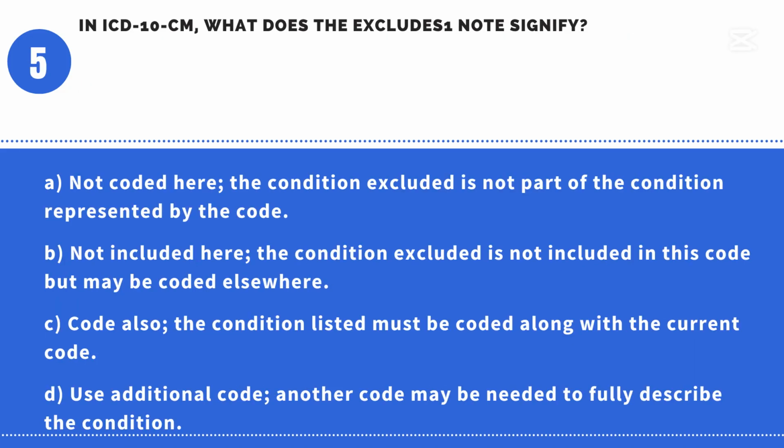Question 5. In ICD-10-CM, what does the excludes 1 note signify? A. Not coded here. The condition excluded is not part of the condition represented by the code. B. Not included here. The condition excluded is not included in this code but may be coded elsewhere. C. Code also. The condition listed must be coded along with the current code. D. Use additional code. Another code may be needed to fully describe the condition.